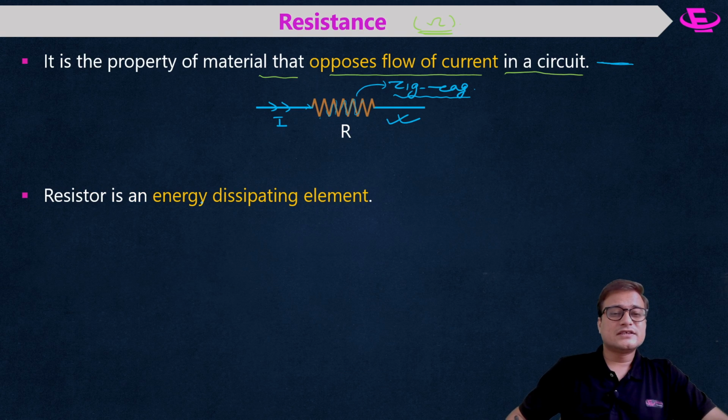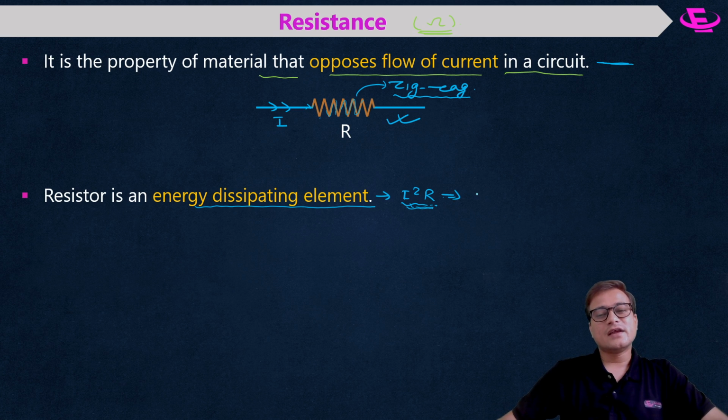Now, a resistor is an energy dissipating element. What is the meaning of energy dissipating? It means it consumes energy, and the power lost in the resistor is I square R. And what is happening to this power? If there is some loss, it is being converted into heat energy.